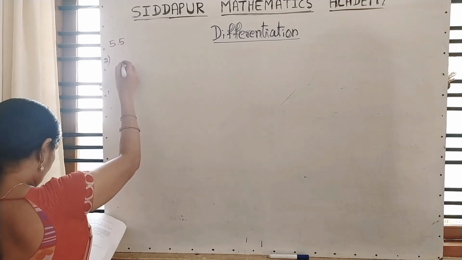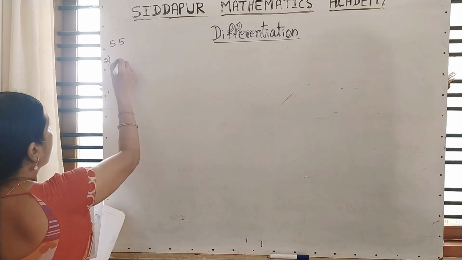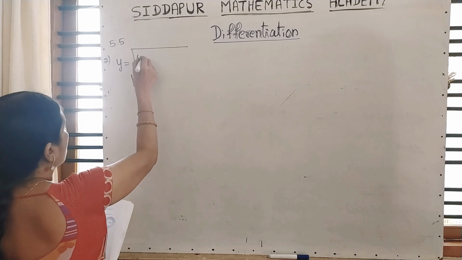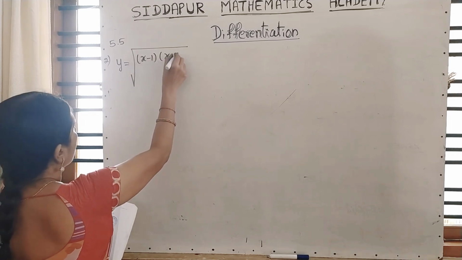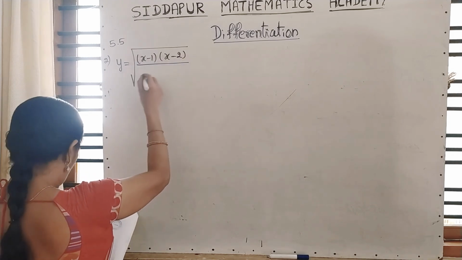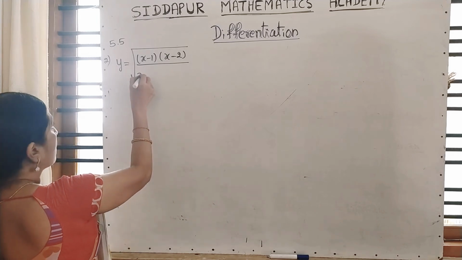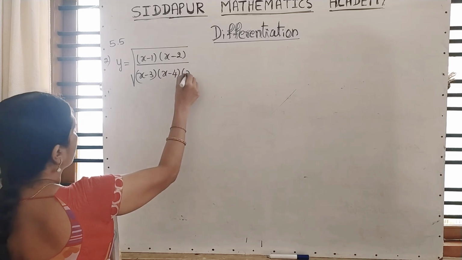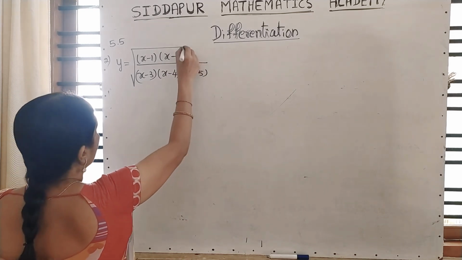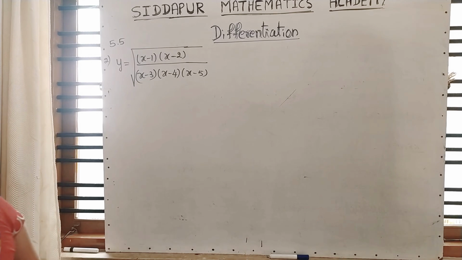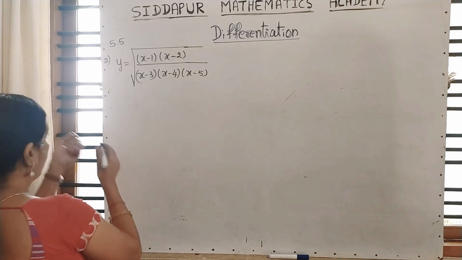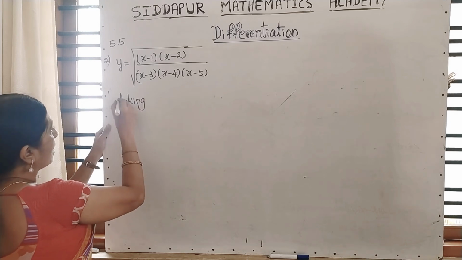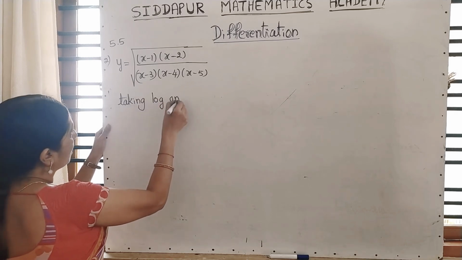Second problem. Directly I will write y is equal to root of x minus 1, x minus 2 divided by x minus 3, x minus 4, x minus 5. If you differentiate directly also you will get the answer, but it is a little bit lengthy. That's why I am writing taking log on both the sides.